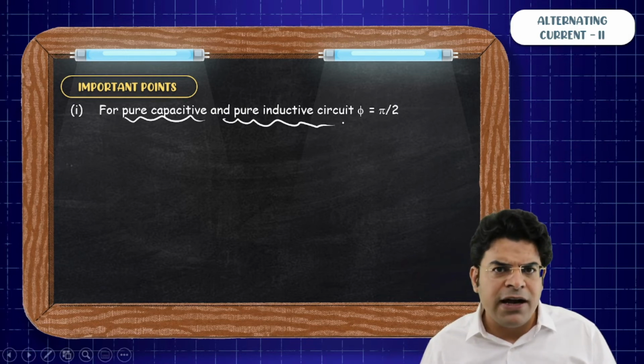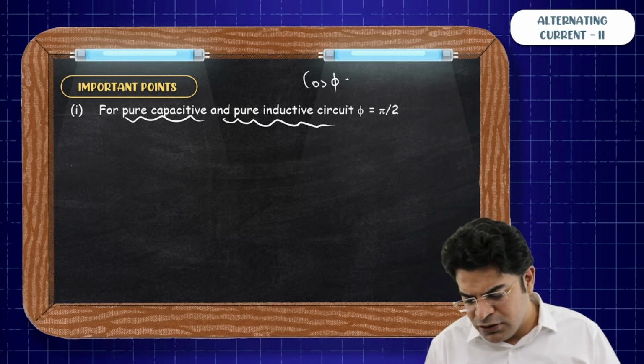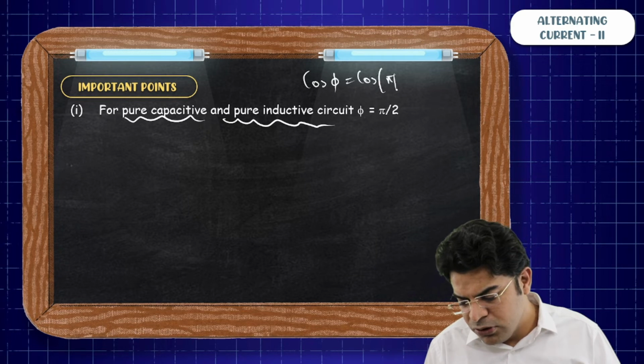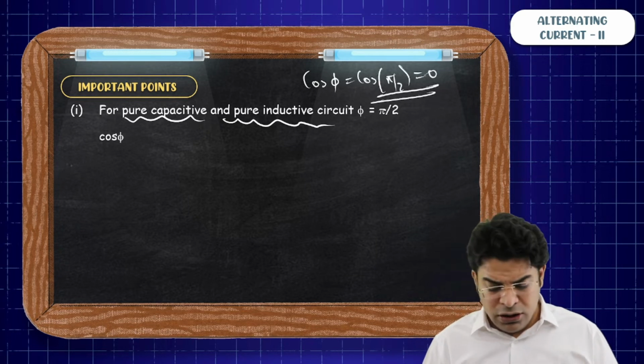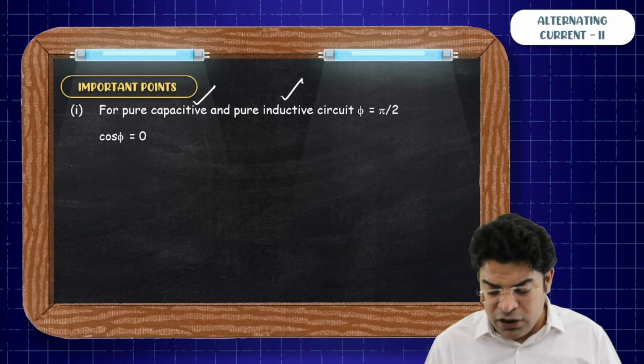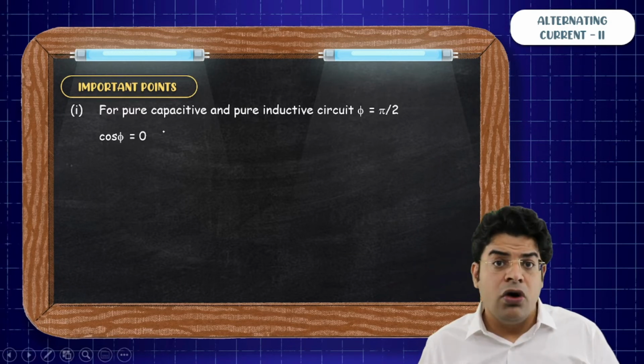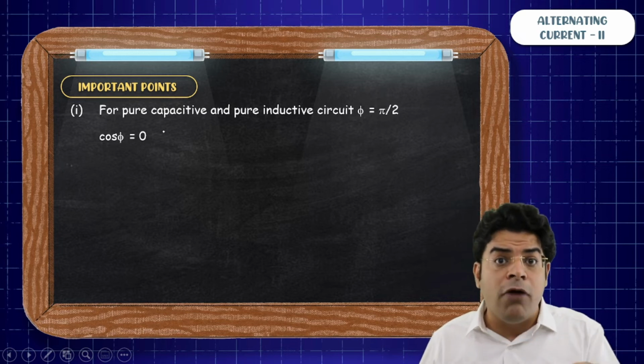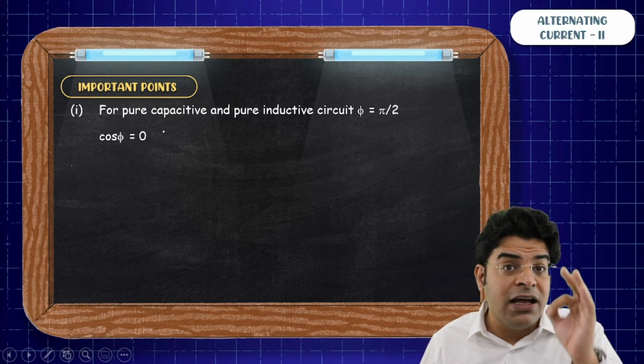So the power factor for a pure capacitive and pure inductive circuit will be cos phi, and cos 90, cos pi by 2, is 0. So the power factor, remember it, for a pure capacitive circuit and pure inductive circuit is 0. So on an average, there is no power loss in a pure capacitive circuit and in a pure inductive circuit.